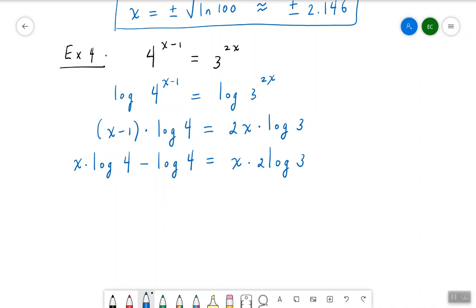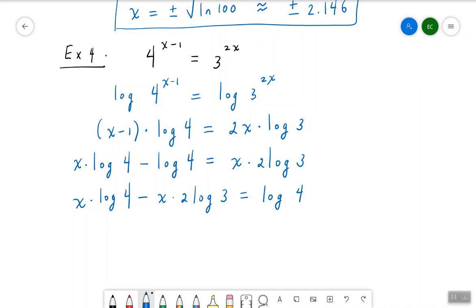Okay, and now we have 2 terms that have x in them, and we have 1 term that does not. So we're going to group the x terms together on one side. I'd like to get the x over to the left and the constant over to the right. So let's keep x times log 4 where it is. And then let's subtract x times 2 log 3 from both sides. And then this log 4 is going to be added to both sides. So it'll cancel over here and it'll come up on the right side.